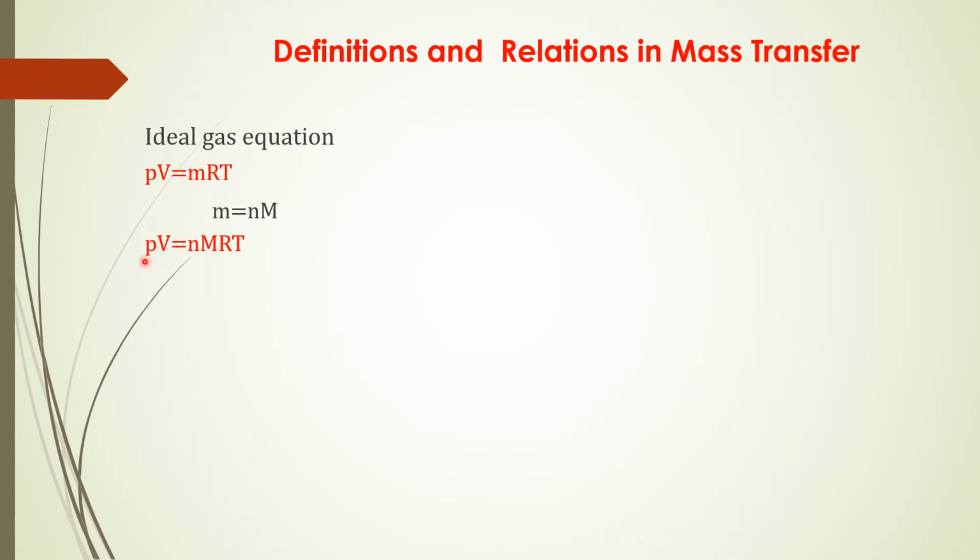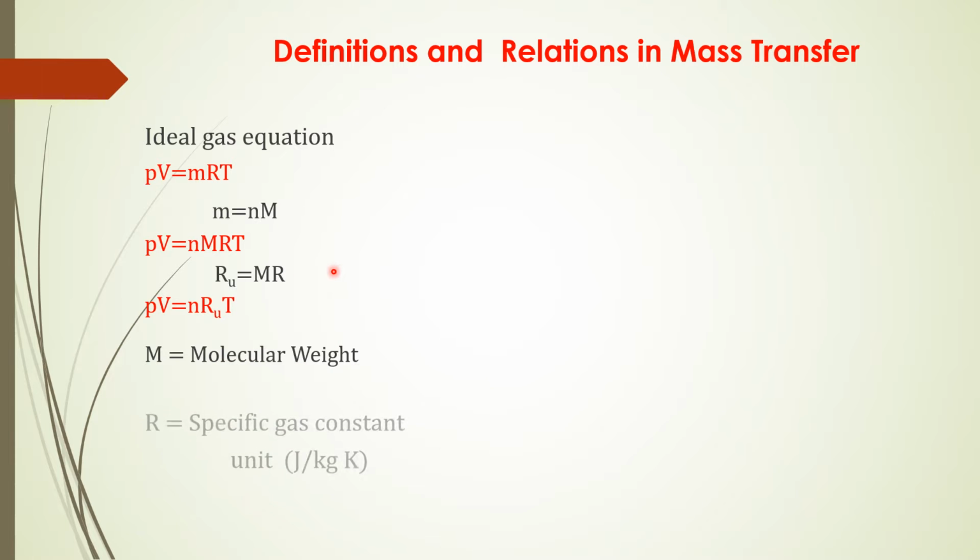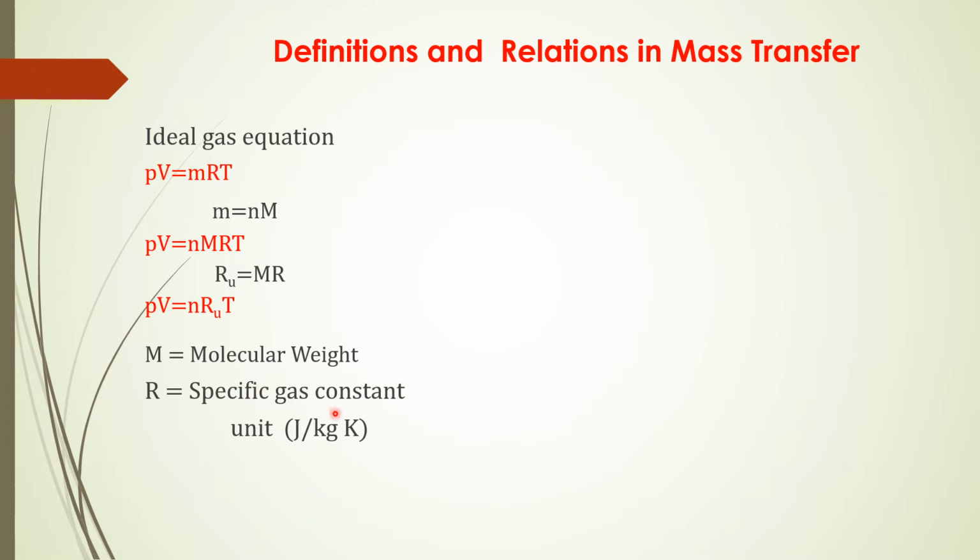So the next form is PV is equal to NMRT. Here M into R can be written as RU, which is a universal gas constant. So the next form of ideal gas equation is PV is equal to N RU into T. Here M is molecular weight of that particular gas, R is specific gas constant and its unit is joules per kilogram Kelvin, and RU is universal gas constant and its value is 8314 joules per kilogram mole Kelvin. In some textbooks they will use R bar for universal gas constant.